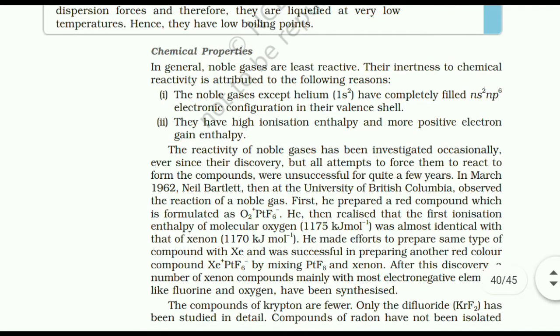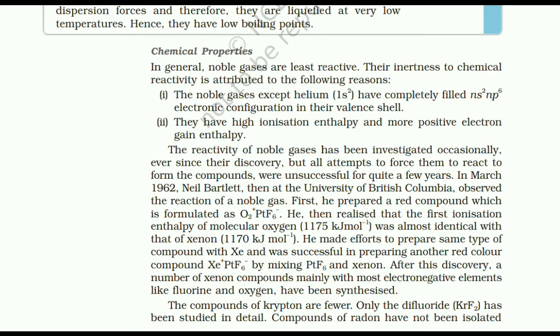Chemical properties. In general, noble gases are least reactive. Their inertness to chemical reactivity is attributed to the following reasons. Number 1. Noble gases except helium have completely filled ns2np6 electronic configuration in their valence shell. Number 2. They have high ionization enthalpy and more positive electron gain enthalpy.